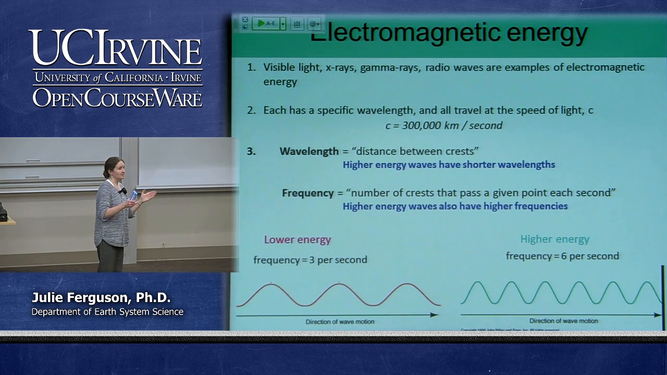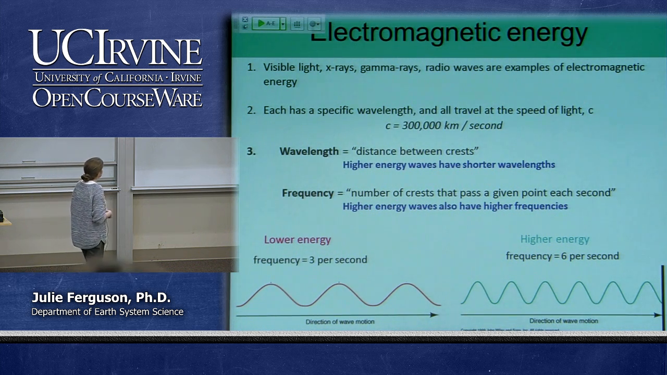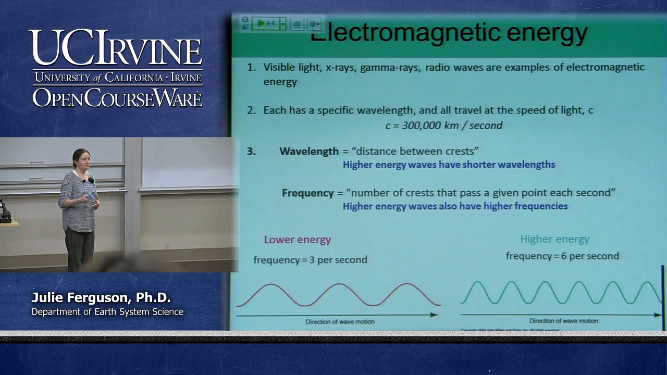And each of those categories has a specific range of wavelengths, but they all travel at the speed of light. Okay, and that speed of light is about 300,000 kilometers a second. And we're going to use a couple of different terms today. Mainly, we're going to use wavelength.